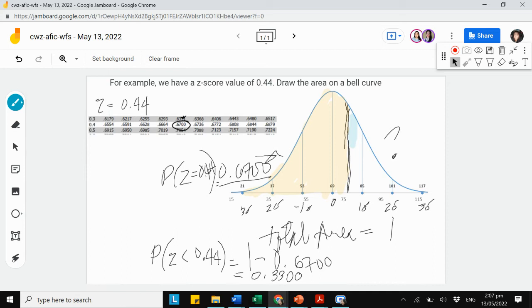So this is Z equal to 0.33. Okay? Is that clear? Questions, guys, before I proceed to the next sample? No more, ma'am. Okay.